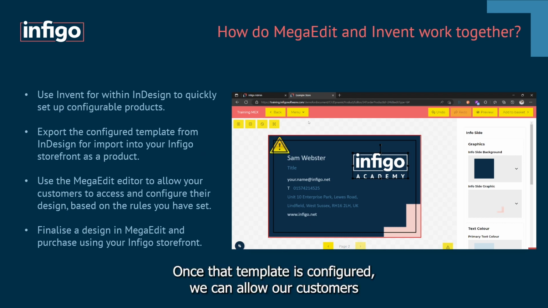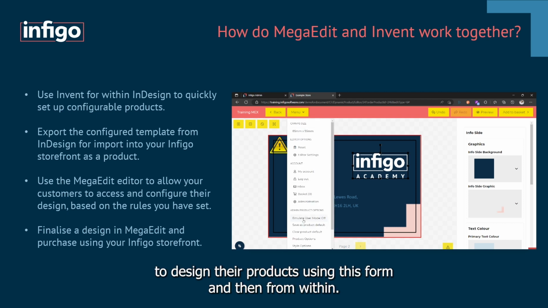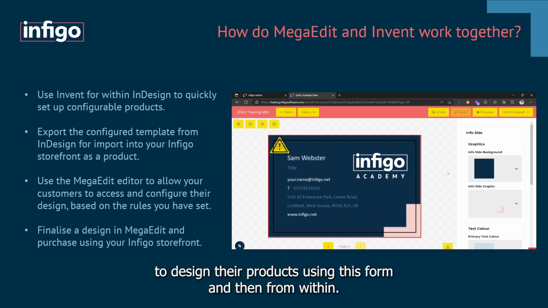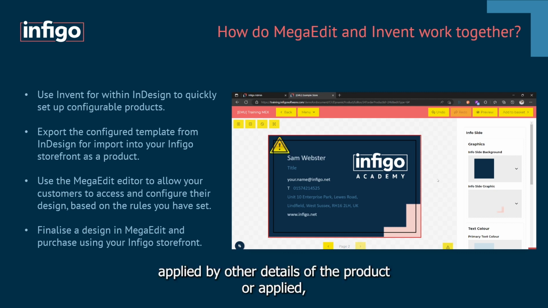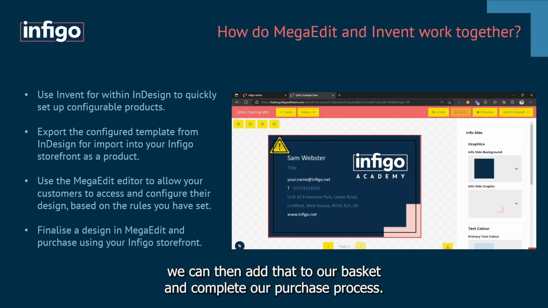Once our template is configured, we can allow our customers to design their products using this form. And then from within MegaEdit, where pricing is applied and other details of the product are applied, we can add that to our basket and complete our purchase process.